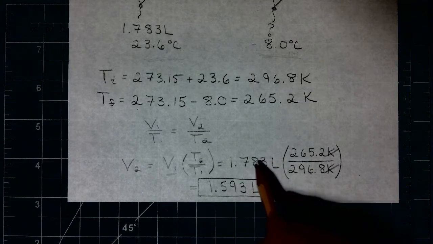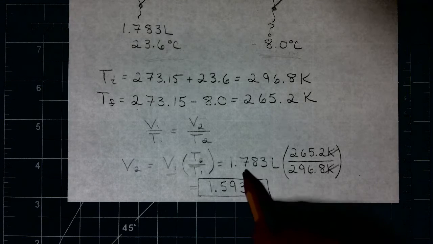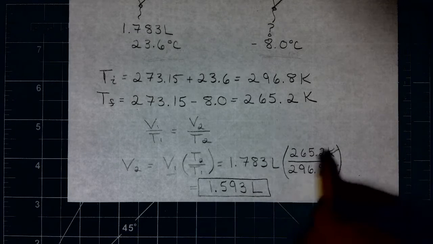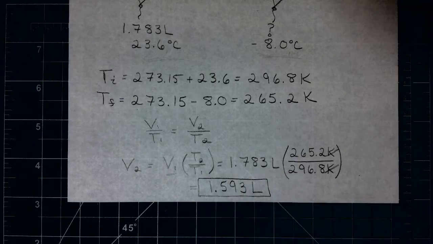1.593 liters, which means that the balloon did contract a little bit. It's a little bit lower now than it was initially. So all of our sanity checks work out.